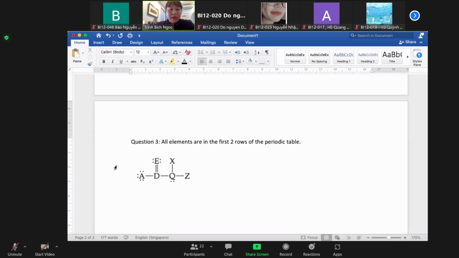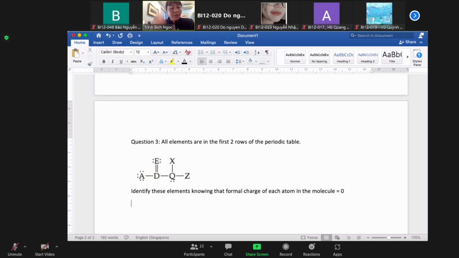So you need to identify these elements, knowing that the formal charge of each atom in the molecule equals 0.